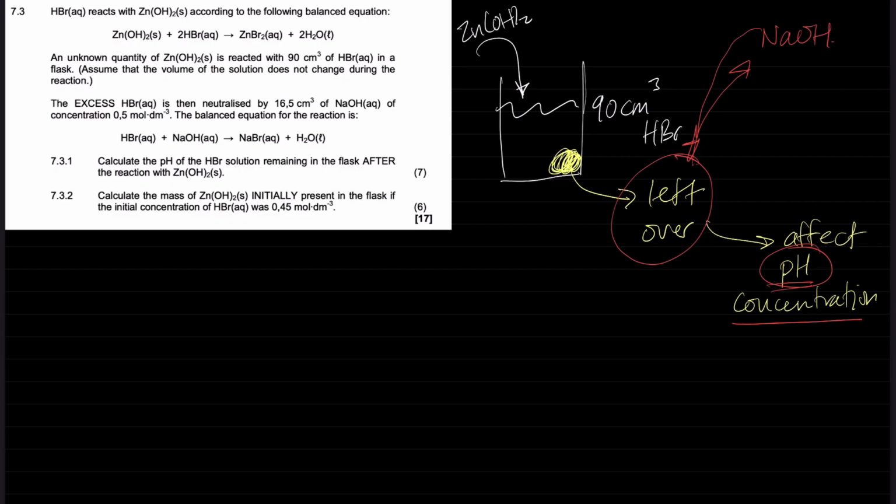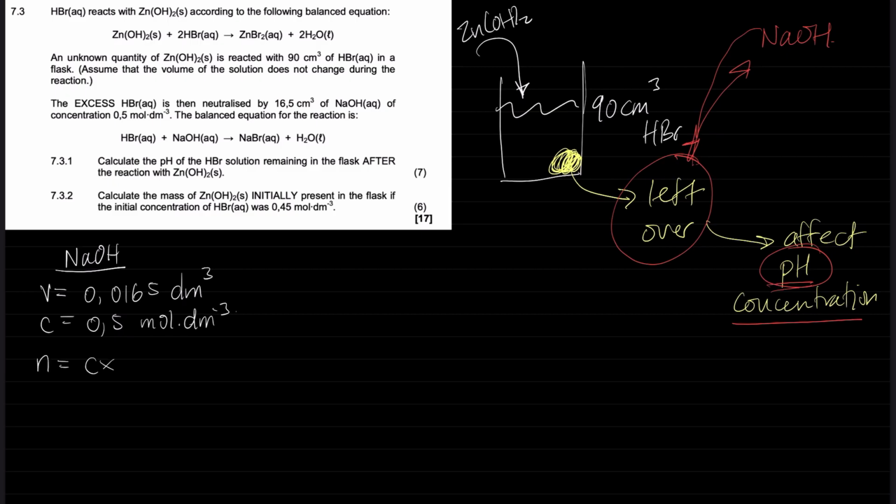So let's start with the second reaction. So you have the HBr plus the NaOH giving you the NaBr plus H2O. So if you look at the NaOH, the information that we're given is the volume, which is 0,0165 dm cubed. So converting that from cm cubed to dm cubed. Then we are also given the concentration, which is 0.5 moles per dm cubed. Now we can calculate the number of moles.